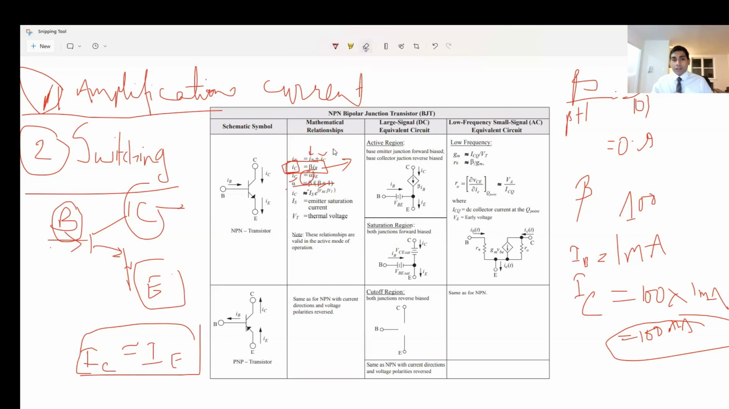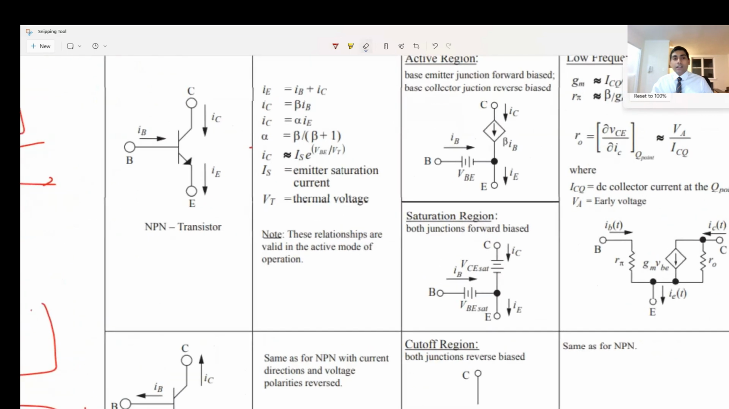Let me just erase this one so that you could visualize it very clearly. Okay, now let me just zoom in a little bit so that you guys could see it.